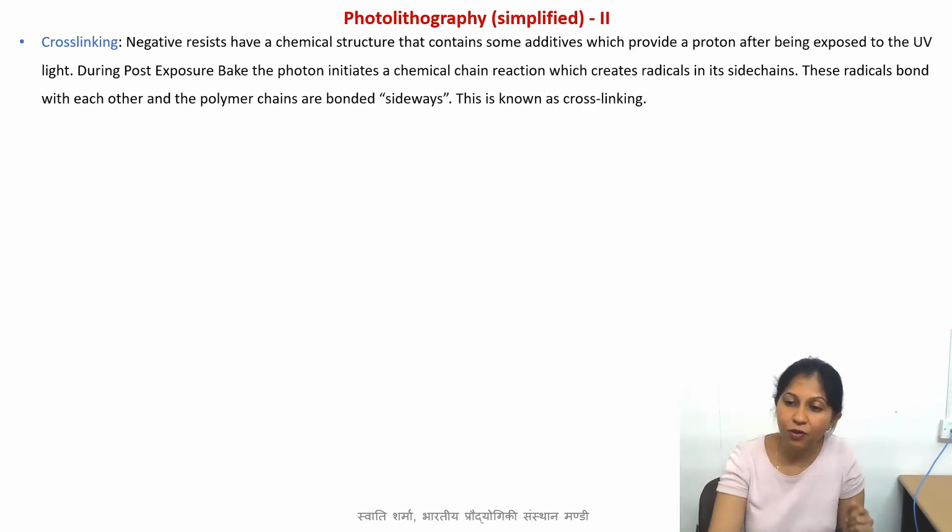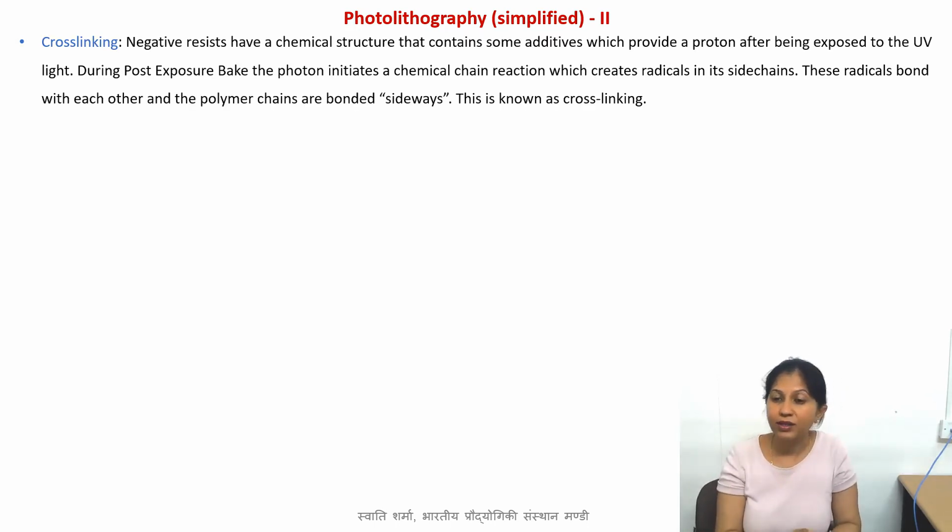So I need to perform the experiment in a highly controlled environment, and that is why a facility was created which is known as the clean room. We are going to learn what a clean room is, but before that, let's talk about some definitions.